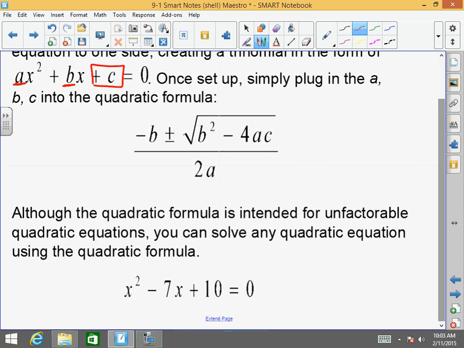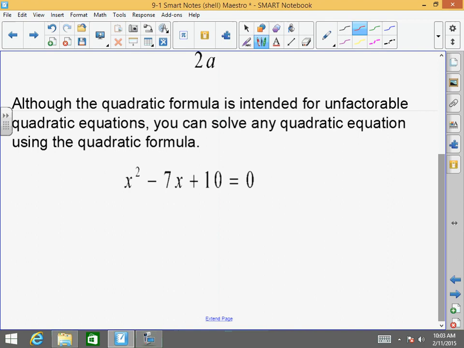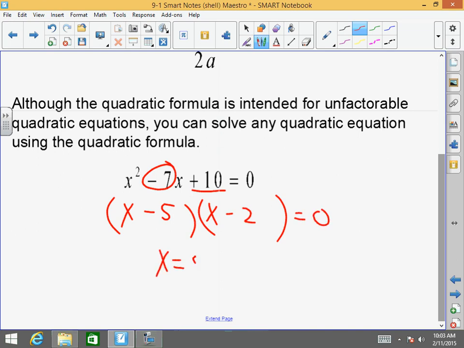So for example, in this case, would we need to use the quadratic formula here? No. In this case, I can go x times x. What times what is 10, but when added together is negative 7? Negative 5 and negative 2. Set them both equal to 0. x will equal 5. x will equal 2.